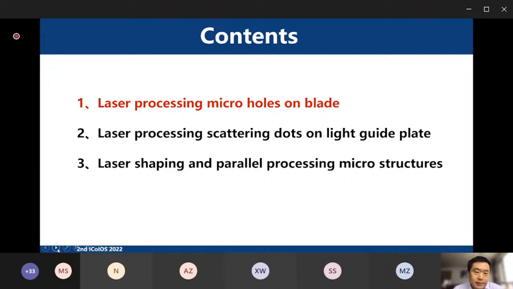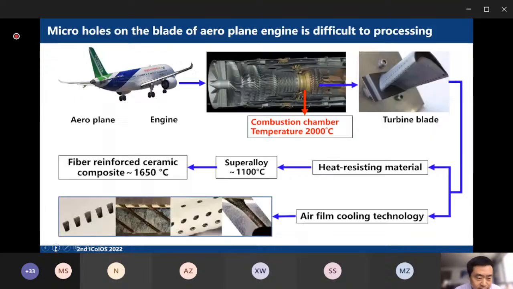So my report is 3 parts. Part 1 is laser processing micro holes on blade, part 2 is laser processing scattering dots on light guide plate, and part 3 is laser shaping and parallel processing microstructures. So please, next.